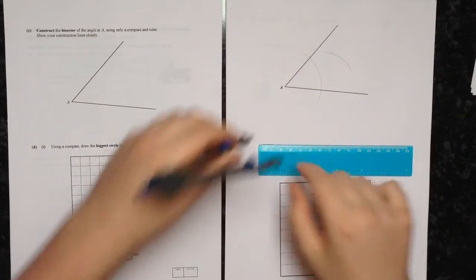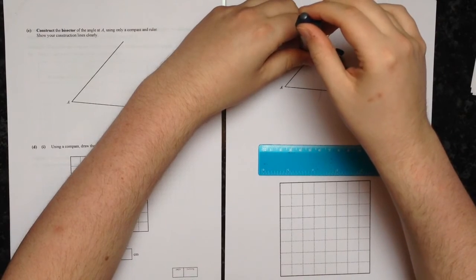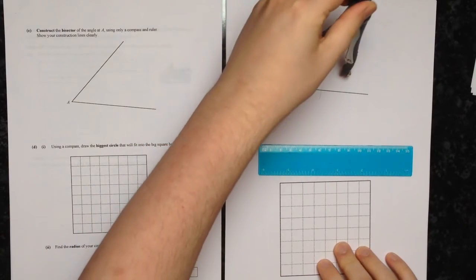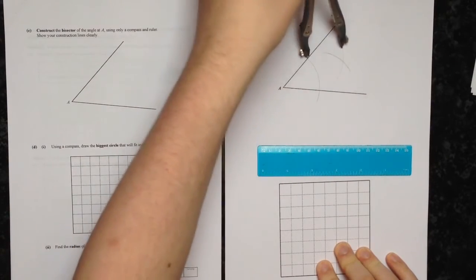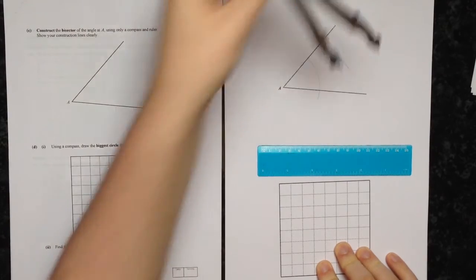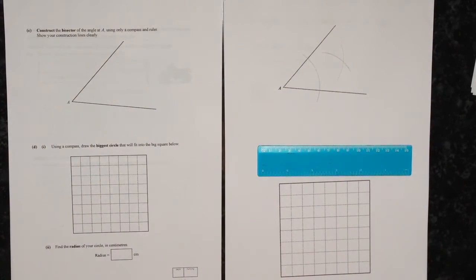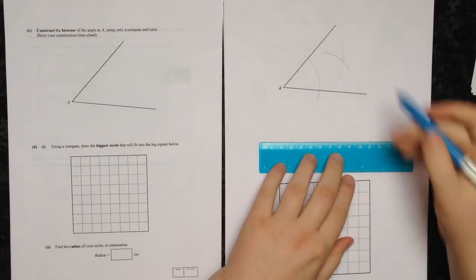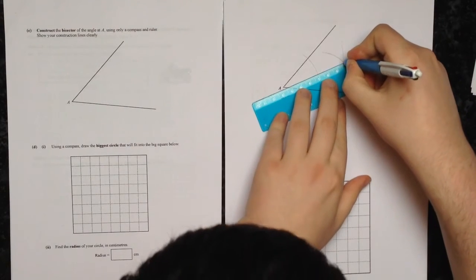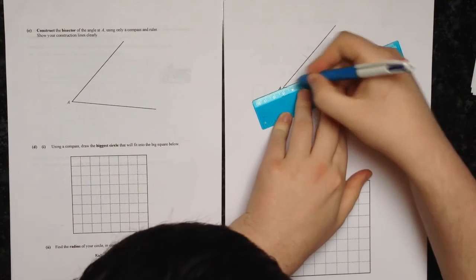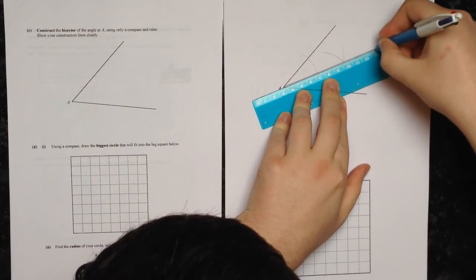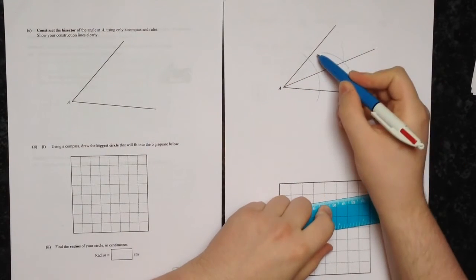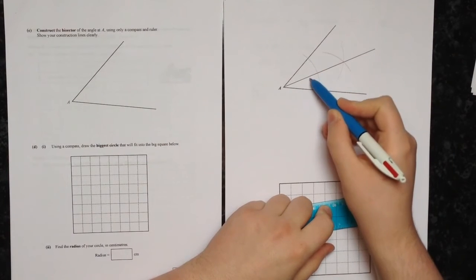Next, we do the same thing with the other point. So we put the point of the compass in there and swing an arc towards the middle of the angle. And now we have this nice point here where these two arcs meet. And if we connect this point to the middle of our angle, then we will have perfectly bisected it. So we've divided this big angle into two halves.